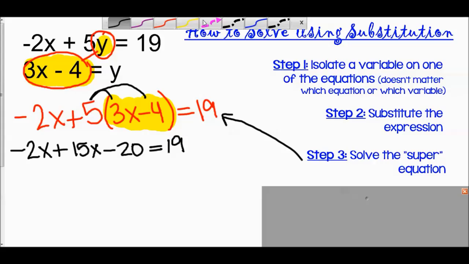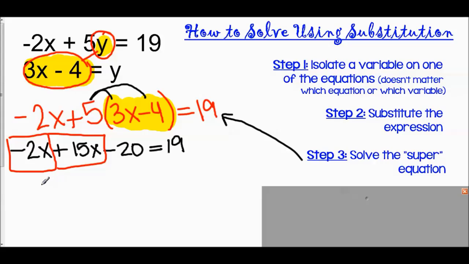I can continue to clean this up by combining my like terms of negative 2x and 15x, which when I simplify those is 13x minus 20 equals 19. Then I'm going to undo subtracting 20 by adding 20 to both sides of the equal sign.